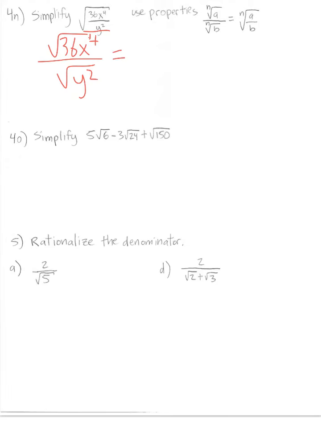Well, the square root of 36 is 6. The square root of x to the 4th is x squared, because x squared times itself is x to the 4th. And then the square root of y squared, again, this idea that the index here is 2, and when the index and the power match, they cancel out, and we know the square root of y squared is y. So your answer, most simplified, is 6x squared over y.